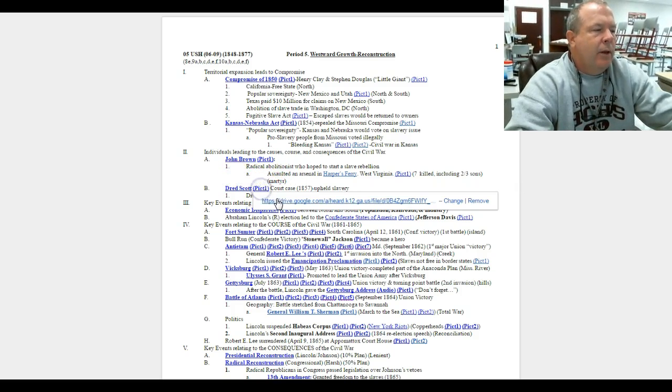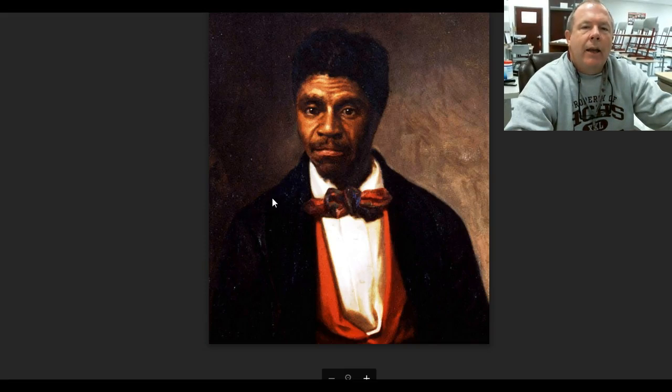The next individual that led to the Civil War was Dred Scott, pictured here. Dred Scott was a slave whose owner took him into free territory in Wisconsin. And while there, the owner died. Dred Scott, who was semi-educated, and many of his friends who were formally educated, decided to sue on his behalf and say that since he was in free territory, he was a free man.